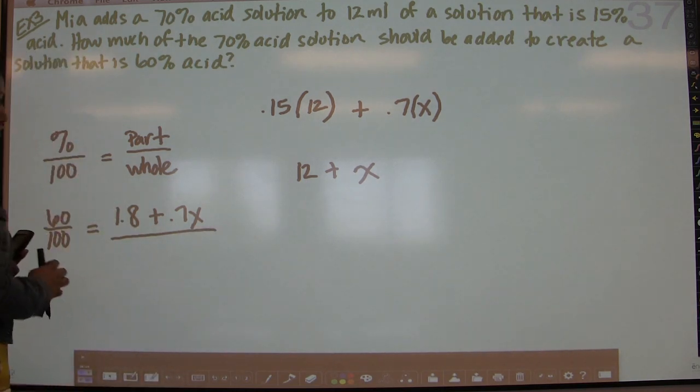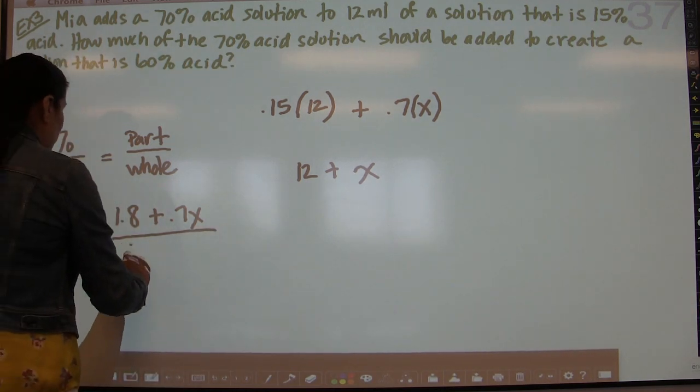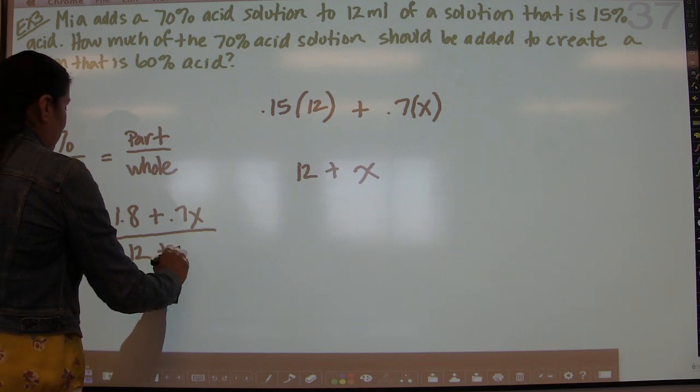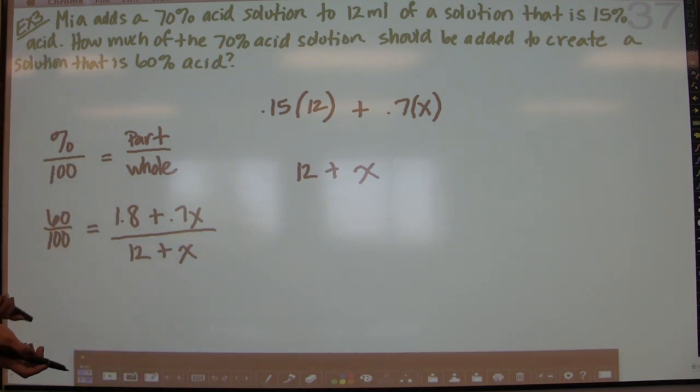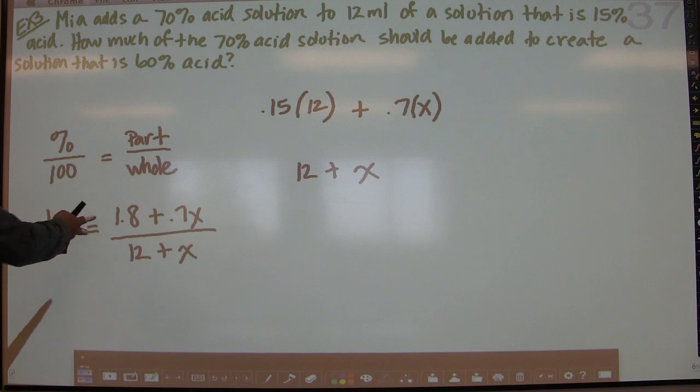And then how much solution total do we have? Well, we already have 12 milliliters, and to that we're going to add an X amount. So basically that's your equation right there. So that's going to be the hardest part of the problem, is actually setting it up.